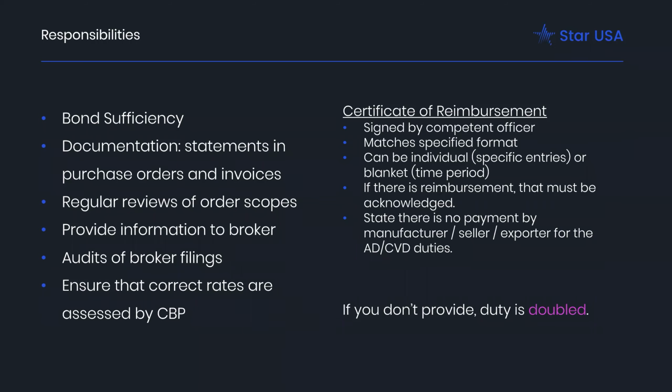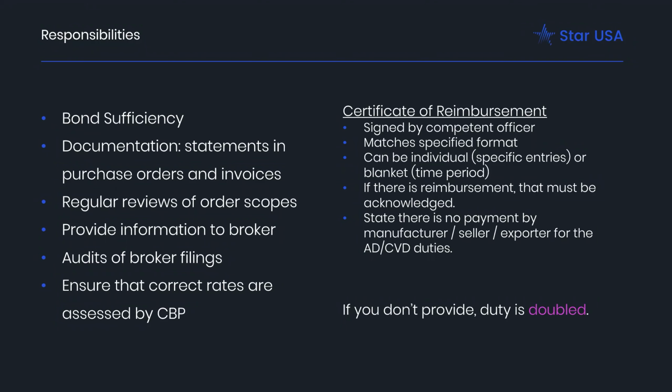Then there is the certificate of reimbursement or non-reimbursement. If you are bringing in items subject to dumping or countervailing duties, you need to have a certificate that says whether or not you are being reimbursed by the foreign exporter or producer. If you are reimbursed, they double the duties. So if you do not provide the certificate that says that you are not, and you should only say that you are not reimbursed if you are not reimbursed, they will assume that you are being reimbursed and they will double the duties when they go to liquidate.